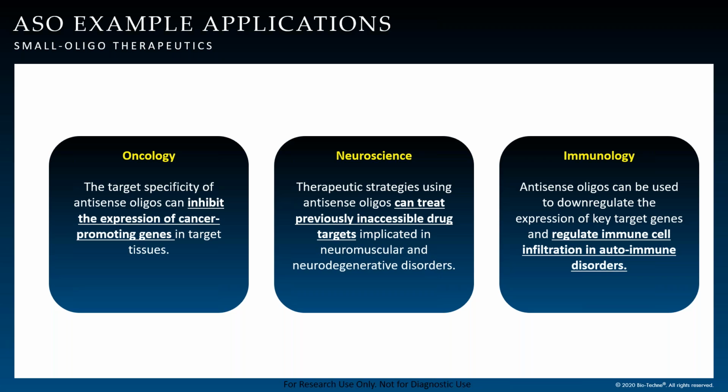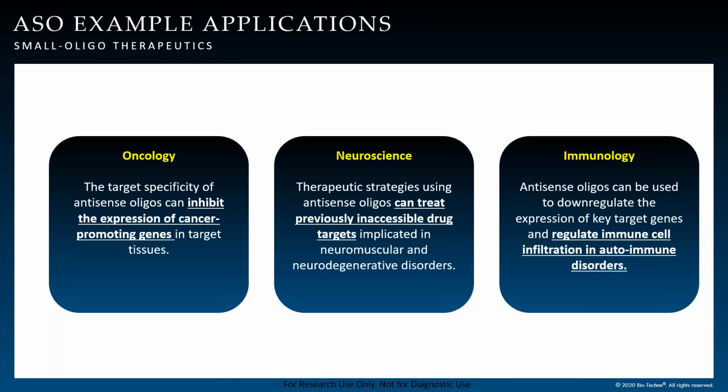Next is ASOs, antisense oligos, which are small oligonucleotides. There are 3 key research areas, which include oncology, neuroscience, as well as immunology. In terms of oncology, ASOs, as I mentioned, are synthetically designed, and they target and have the ability to block oncogene expression. And in this way, you can deregulate or slow down the growth of a particular cancer type.